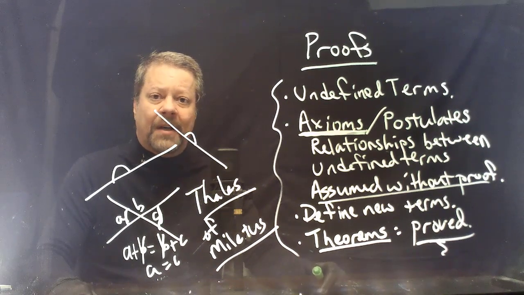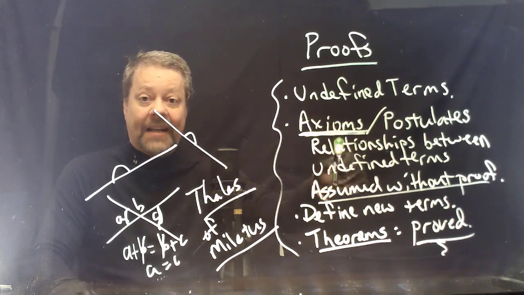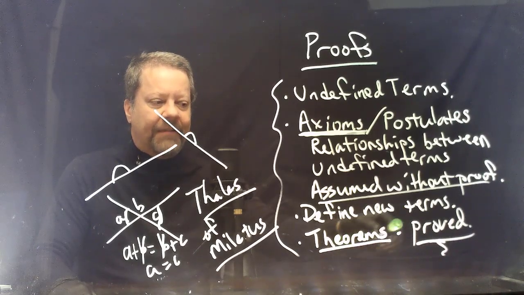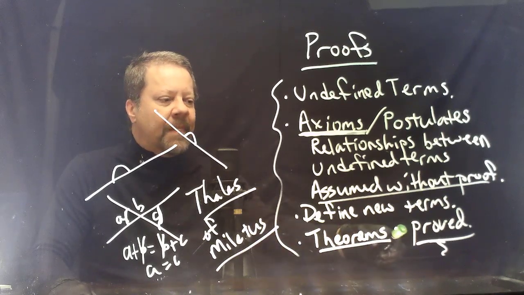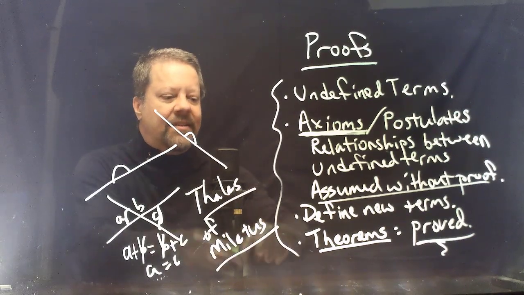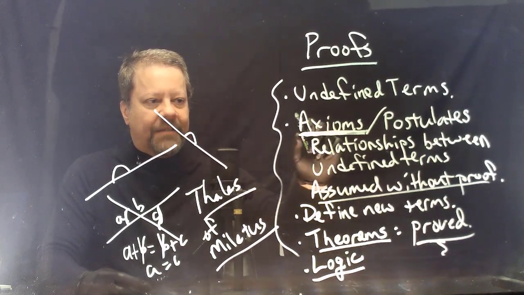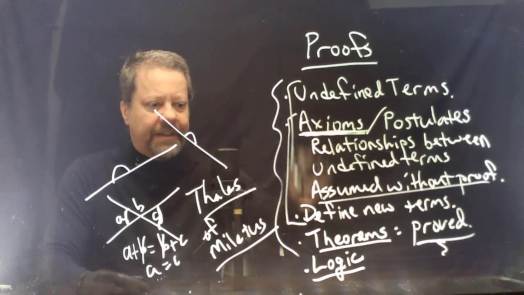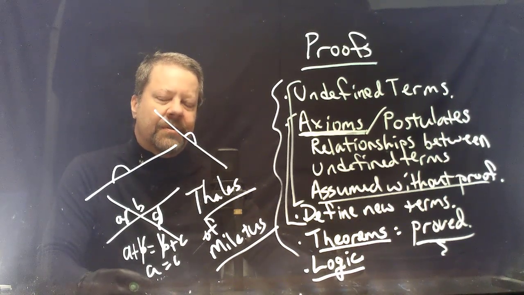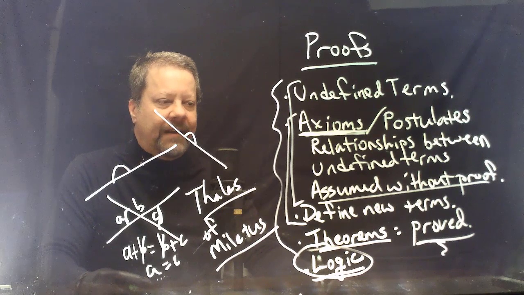So let's review this process. You need undefined terms. You need assumed relationships between the undefined terms that actually give them meaning. You can define new terms, and then you discover new relationships and you have to prove them, as Thales did. But that implies that you must have some assumed logic. So underlying all of this program is logic. You can't get off of this first base here of undefined terms and axioms unless you have some kind of logic by which you can deduce the truth of propositions. And so we're going to study a little bit more in depth, proof and logic.